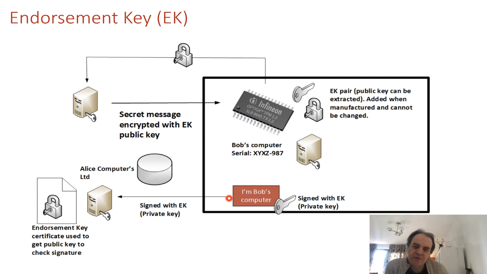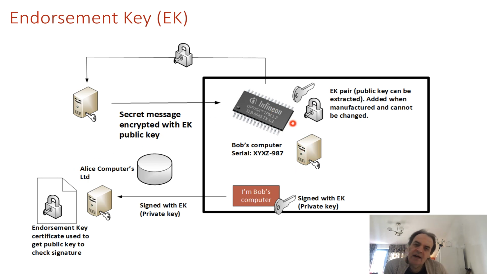The other thing that it's used for is to identify the computer to the manufacturer or through some sort of trust infrastructure. With this, what happens is that when the computer is made, the manufacturer, say Alice Computers Limited, will create an endorsement key certificate. And inside this, there will be the public key of the computer. The key pair is then put on the machine, and we get rid of the private key.